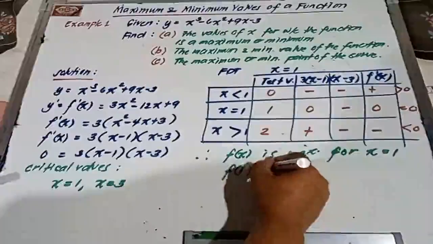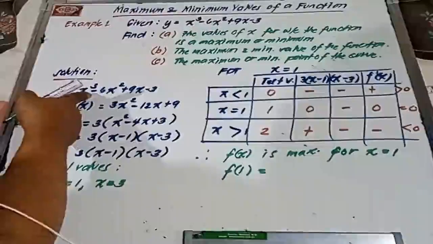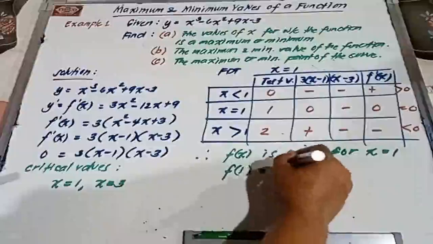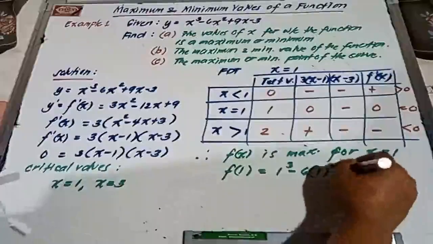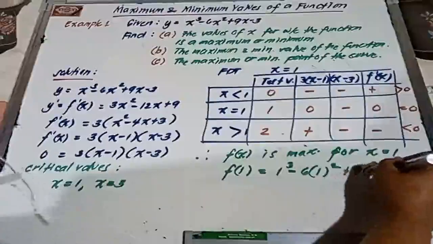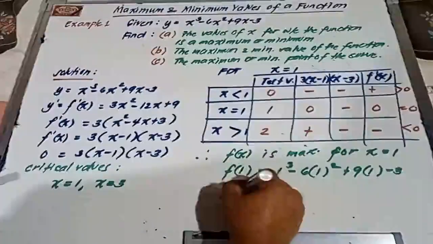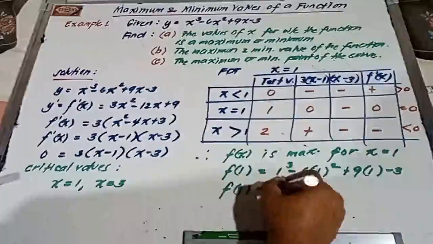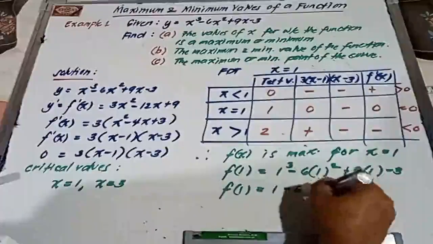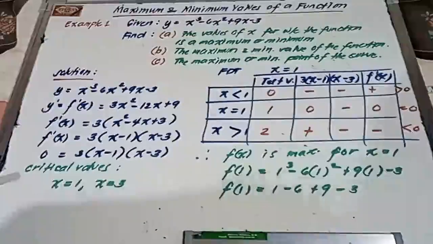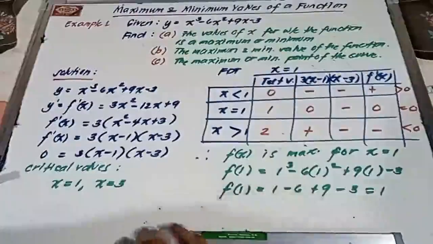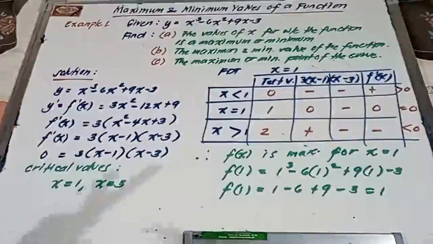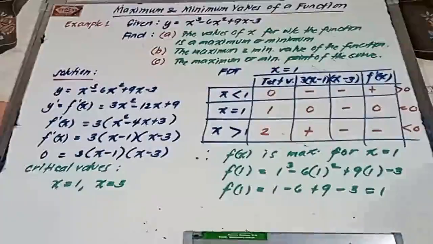How are we going to determine the maximum value? Isa-substitute lang natin doon. So, 1 cubed minus 6 times 1 squared plus 9 times 1 minus 3. F of 1 is 1 minus 6 plus 9 minus 3. That is equal to 1. Okay? Mamaya lalagyan ko ng summary yung ating mga nakuhang values.